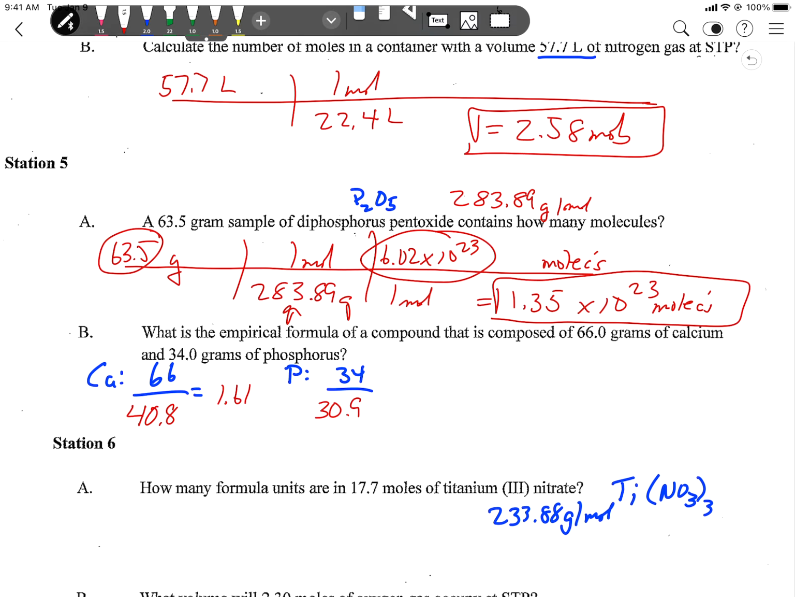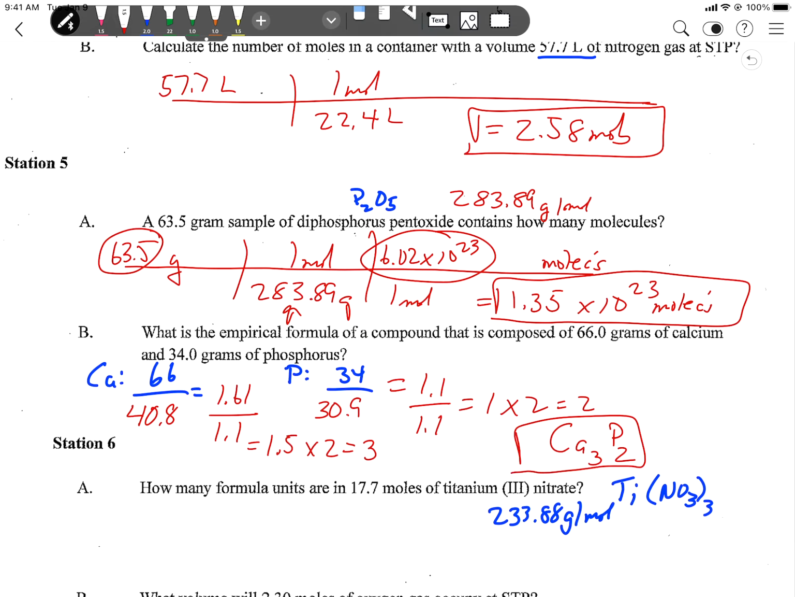I've got to turn my calculator around. There we go. That's better. 34 divided by 30.9 equals 1.1. There we go. That's much better. Divide by the smallest number. That's going to give you 1.5. Can't leave it as a decimal, so we're going to multiply that by 2, and that'll give us a 3 for a subscript for calcium. Multiply that by 2, and that'll give us a 2 for a subscript, so we're going to end up with Ca3P2 for your empirical formula.